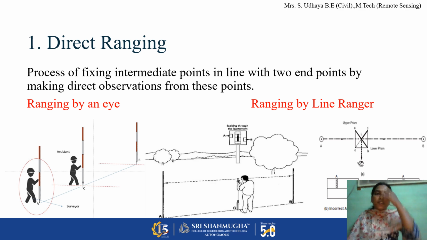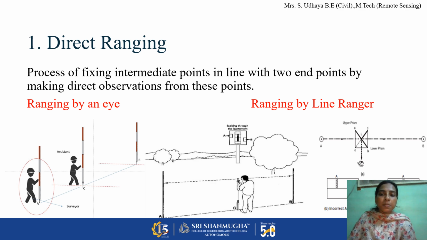Coming to the methods of ranging, direct ranging is used when we are doing surveying on flat ground, in plain surveying. A and B are two survey stations. In between, we locate an intermediate point, that is C, in a flat land without any obstructions. It is a process of fixing an intermediate point between two endpoints.